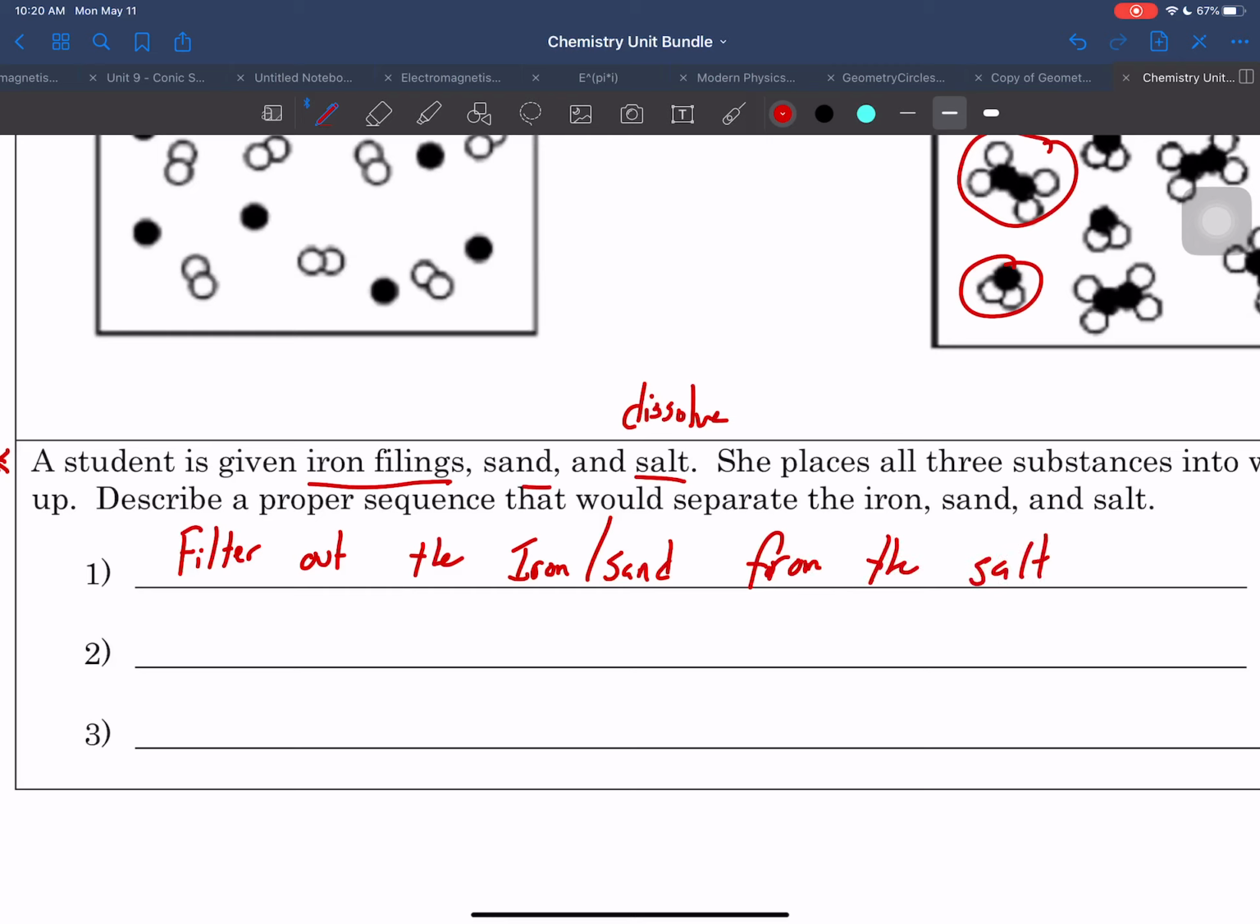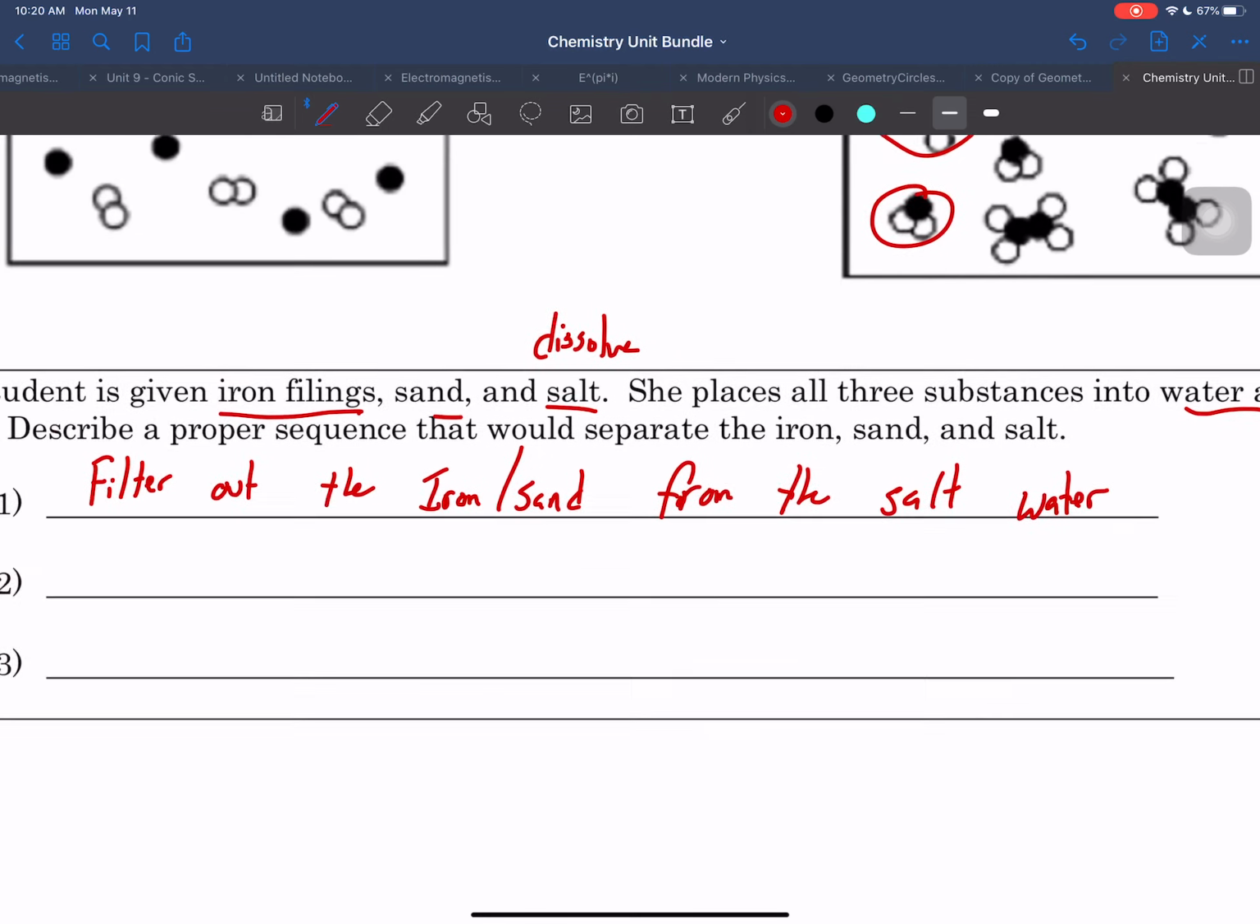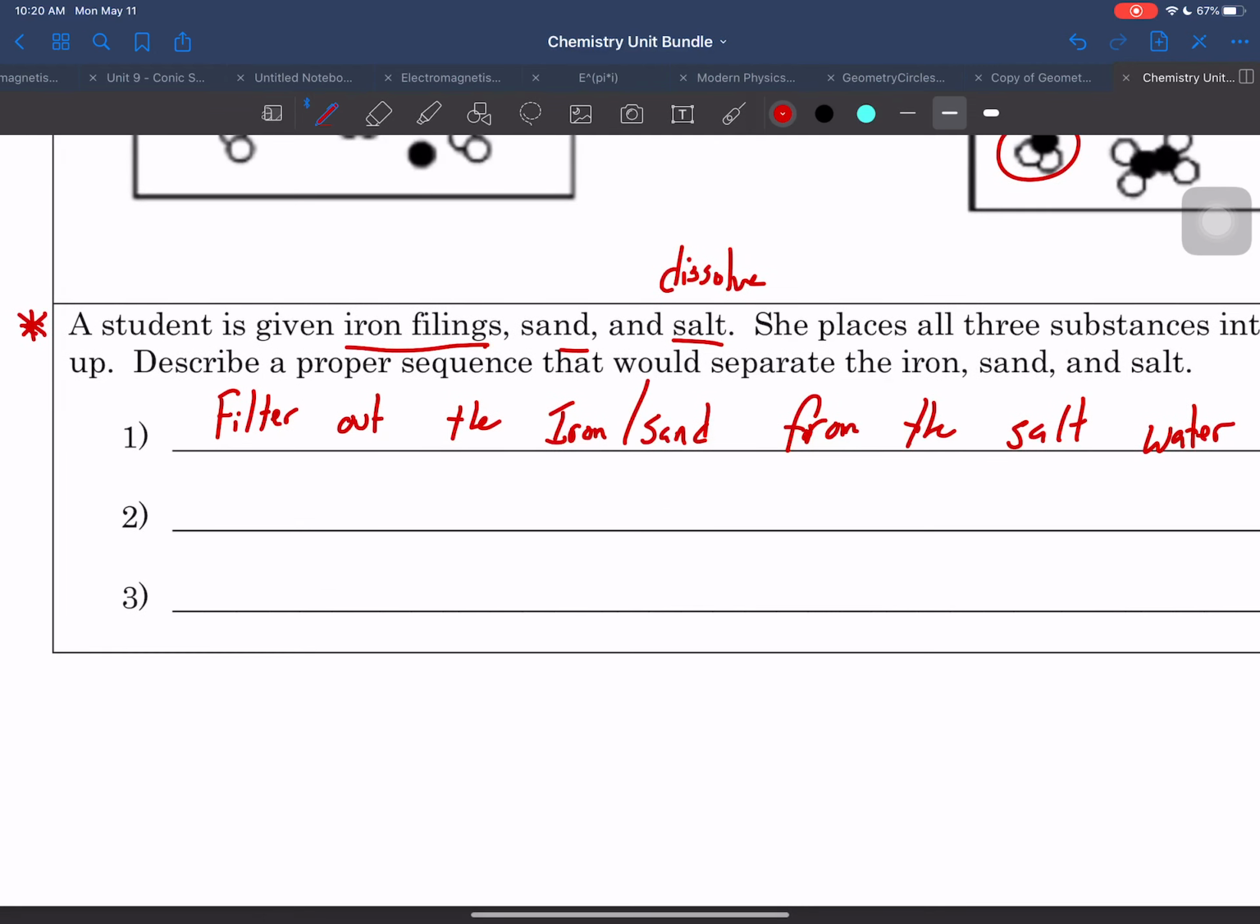So now you have two different things. You have iron and sand after you filtered it out. And then on the other side, you're going to have salt water. Well, now we've got to separate these. How do you separate iron from sand? Well, you could use some tweezers. That's going to take you many, many hours. The easiest thing to do is use a magnet, because iron is magnetic.